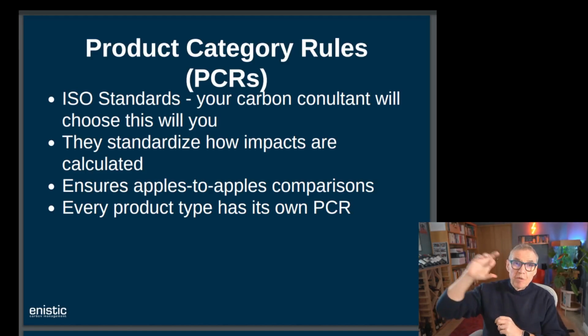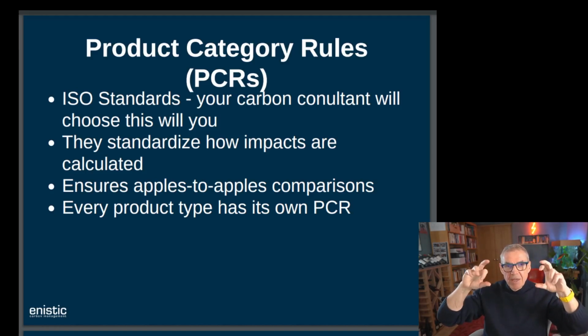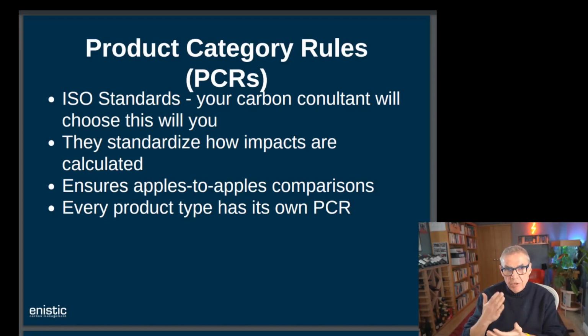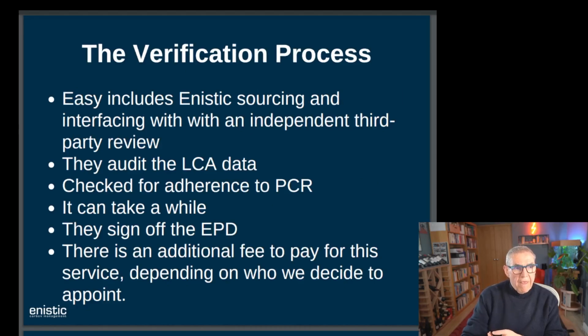If someone's doing door frame A and they want to see whether it's better than door frame B, if they were both calculated in different ways, nightmare. So the PCR, the product category rule, says no, this is how you calculate all of the impacts for door frame A and door frame B. So it means you can compare. That's what they are. They're ISO standards, there's loads of them, and the carbon consultant will work with you to make sure you're using the right one for your calculations. As I say, there are quite a few of them.